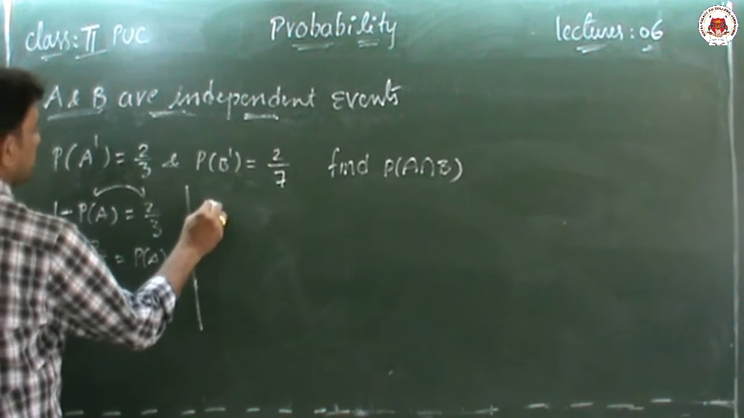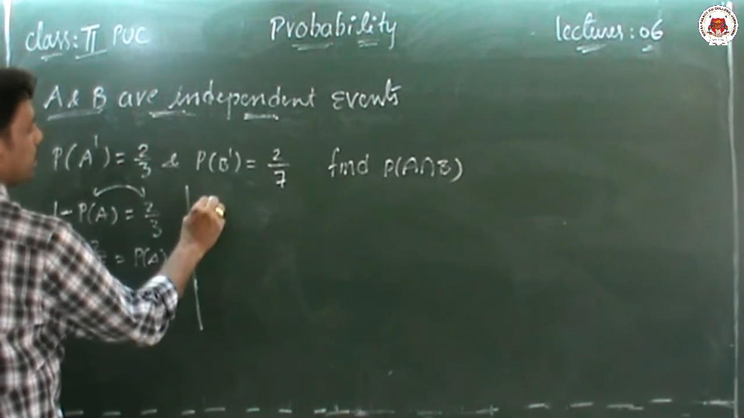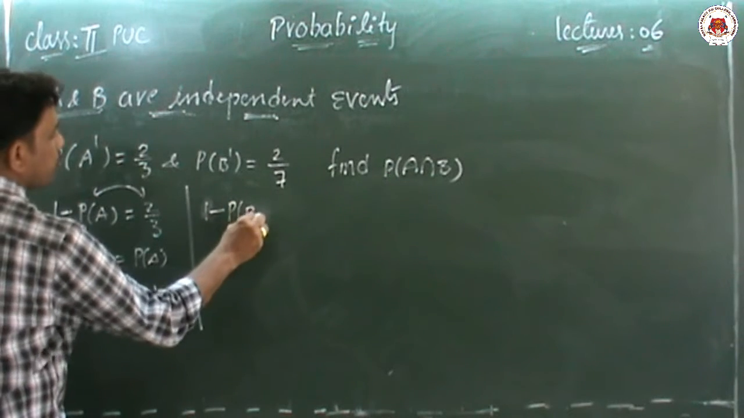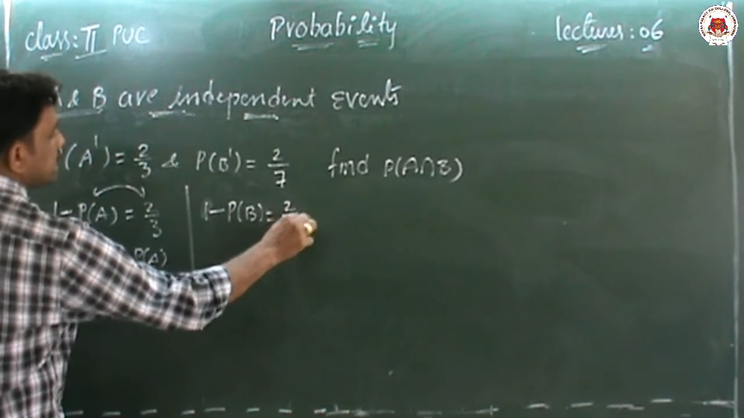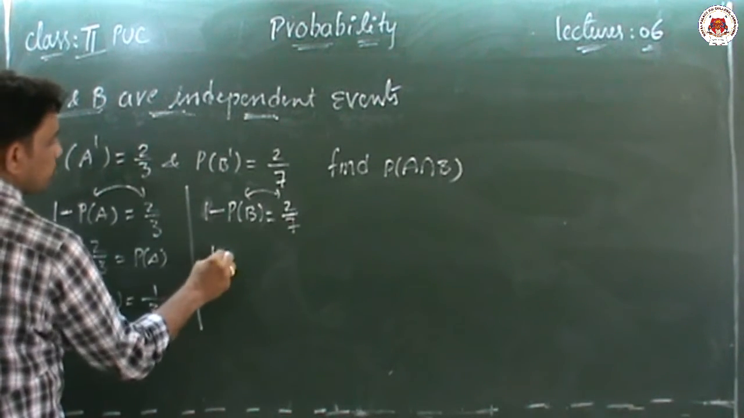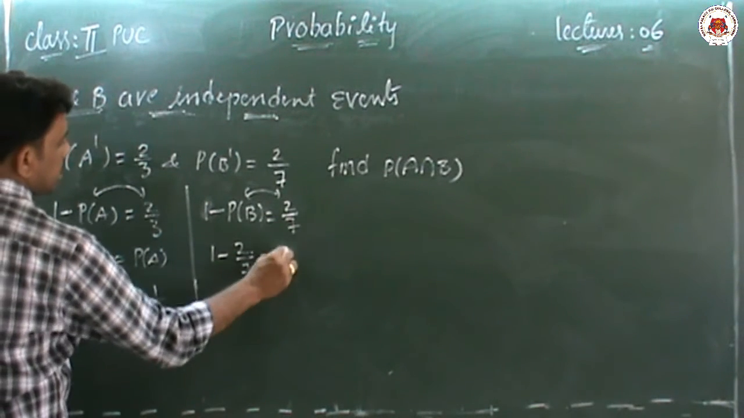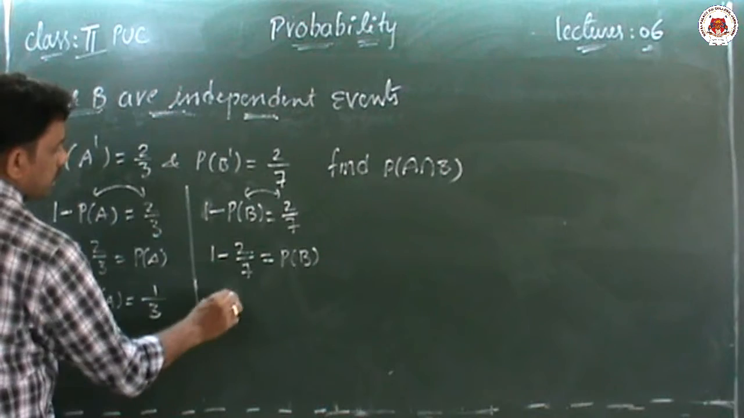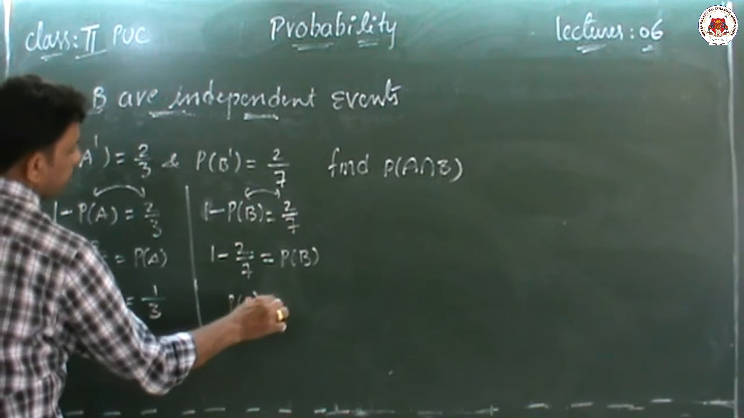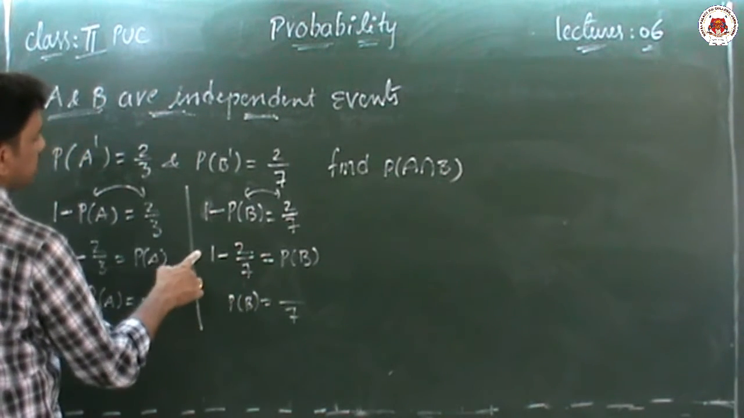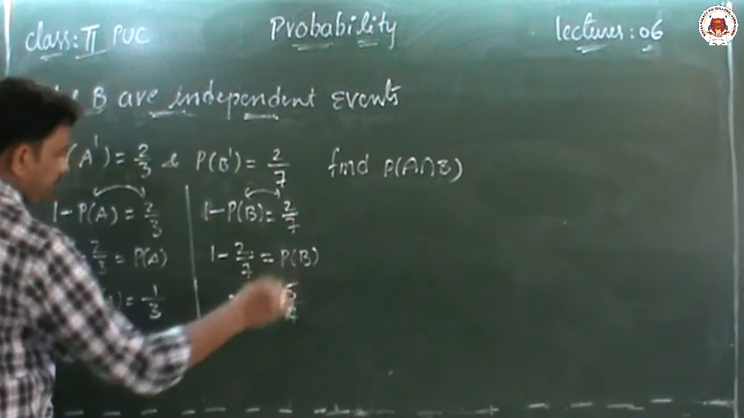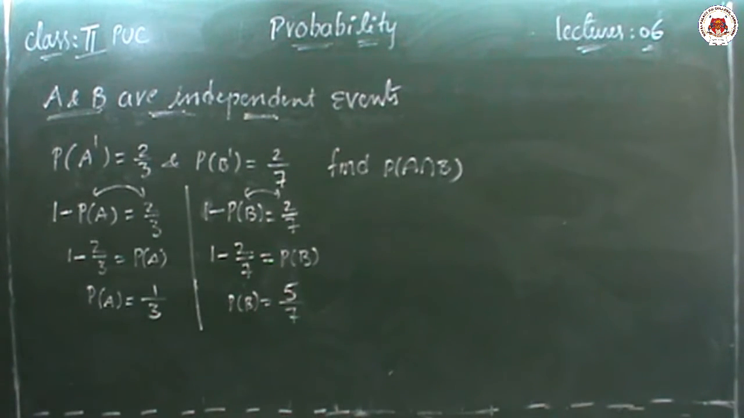In the same manner, he gave P of B complement, which means 1 minus P of B is equal to 2 by 7. Exchanging the terms, 1 minus 2 by 7 equals P of B. Then what is the P of B value? The LCM is 7. 7 ones are 7, 7 minus 2 means 5. So, children, from this we got P of A and P of B.